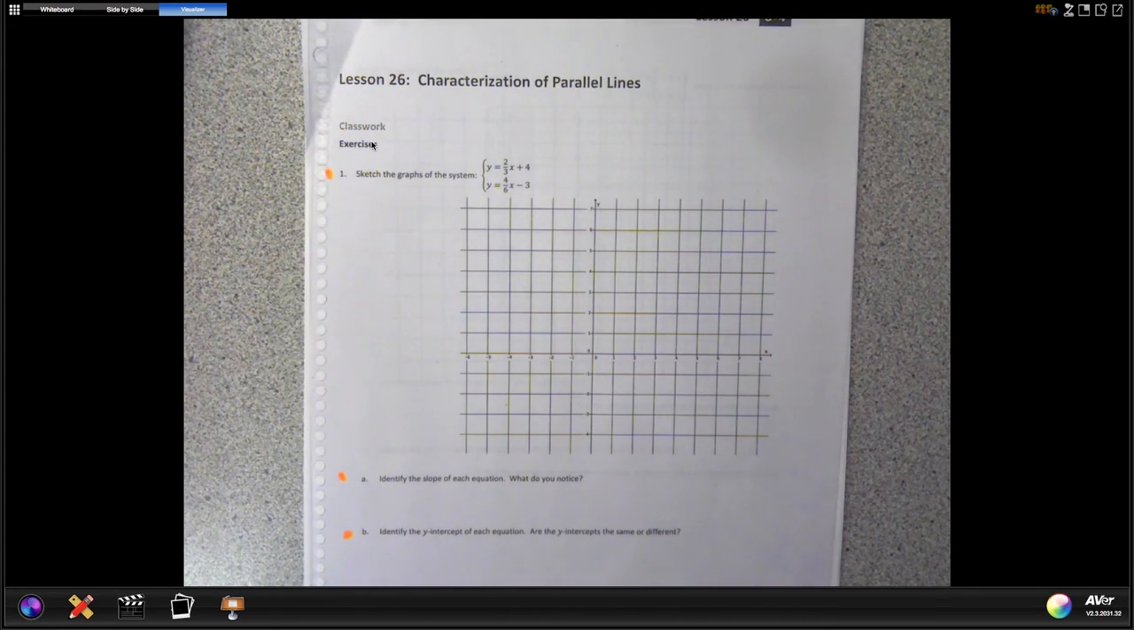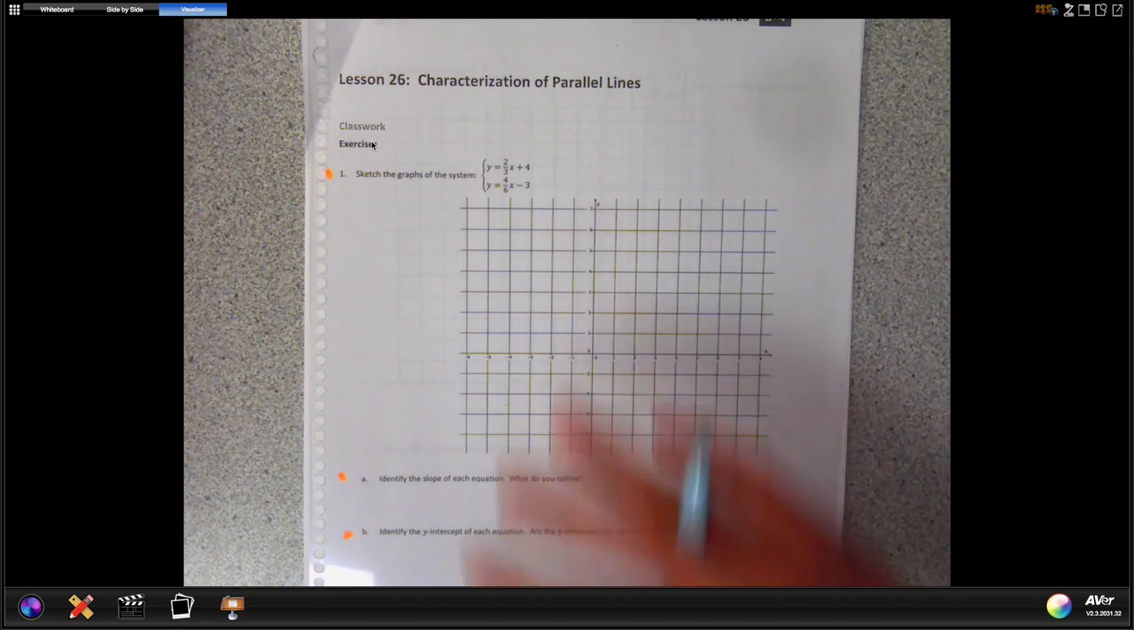Today we're going to start our notes on page 159, and we are going to skip around a bit for the sake of the video. So on page 159, we're going to start with a system just like we've been doing, meaning there's more than one equation here. And we're going to start by graphing the system.